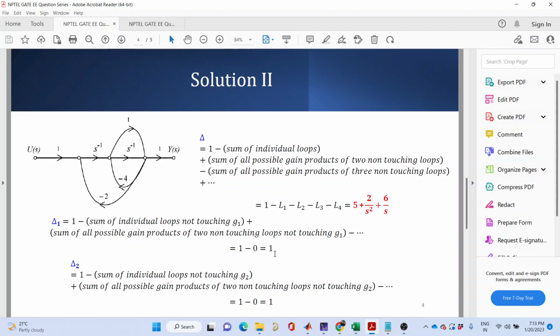So 1 minus 0 would give you 1. What is delta 2? That is again the part of the graph which is not touching the forward path G2. And again we see that even if we consider G2, the forward path which is shown by the cursor, this is G2, all the loops that we see in this signal flow graph are touching this path also. So here also, all other terms which are enclosed in the first bracket go to 0 and you are left only with 1. So delta 1 and delta 2 both are 1.